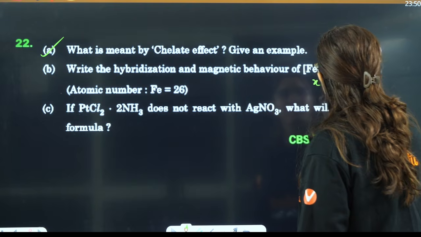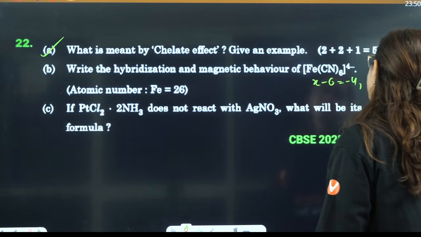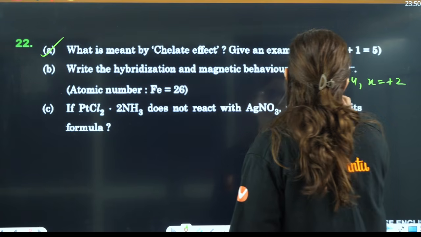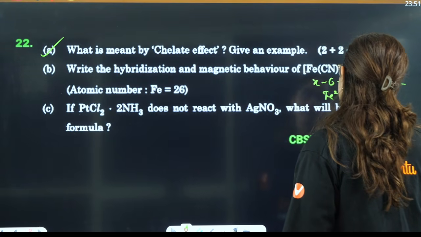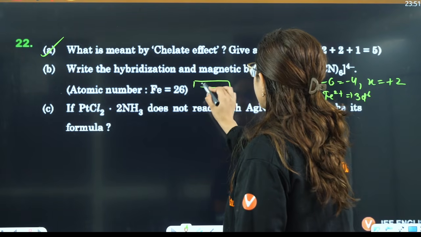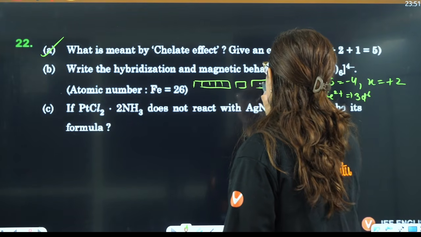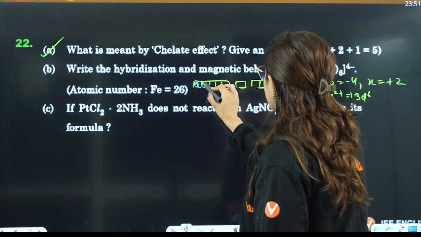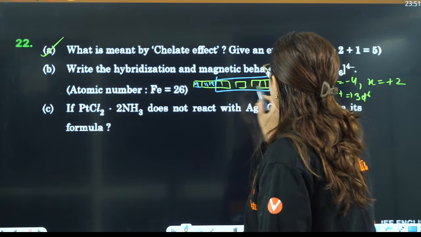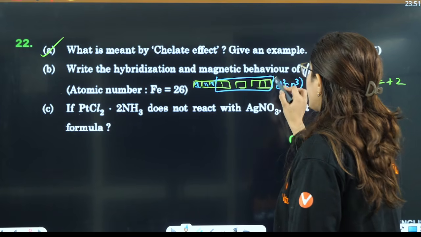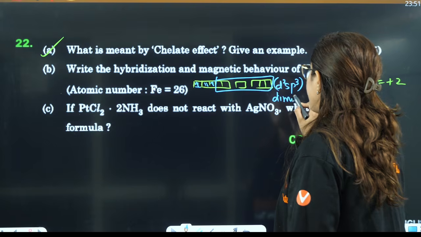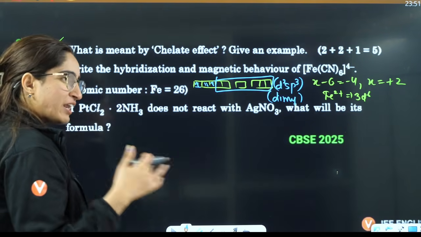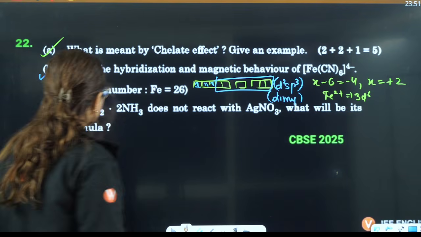So here x minus 6 is equal to minus 4, x is equal to plus 2. See, Fe2+ is 3d6. So if you see, this is 3d, this is 4s, this is 4p. CN means strong field, means there is pairing. So 1, 2, 3, 4, 5, 6. So you have d2sp3 as the answer, and that is going to be diamagnetic because there is no unpaired electron here. So based on VBT also, they are very frequently asking you questions.